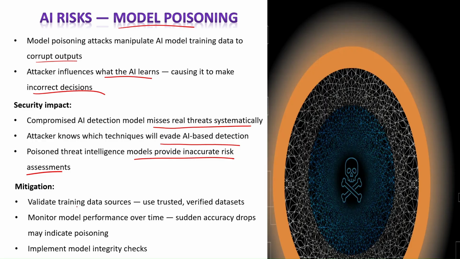Mitigation includes validating the training data sources, using trusted and verified data sets, and monitoring model performance over time. Sudden accuracy drops may indicate model poisoning. And implement model integrity checks.